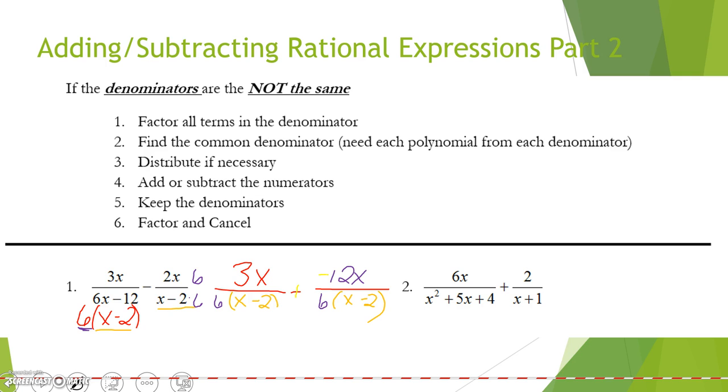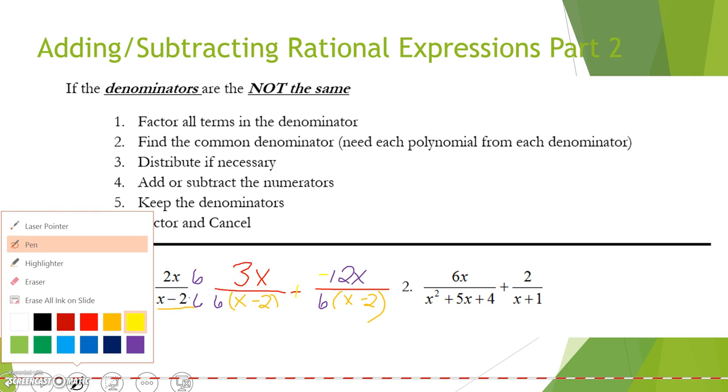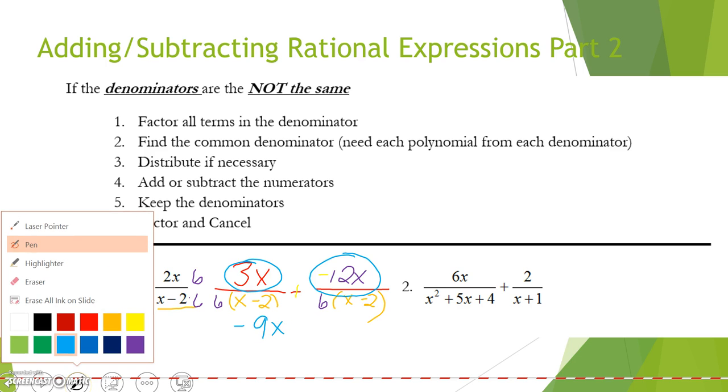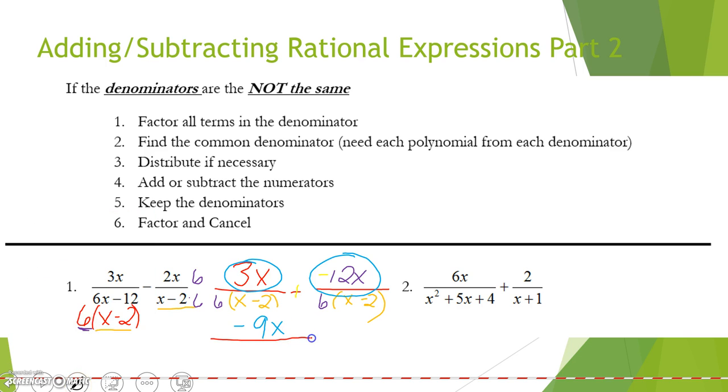Then step 4 is to add or subtract numerators. So I can add these two. They are like terms, 3x and negative 12x, and that gives me negative 9x, all over my common denominator of 6 parentheses x minus 2.